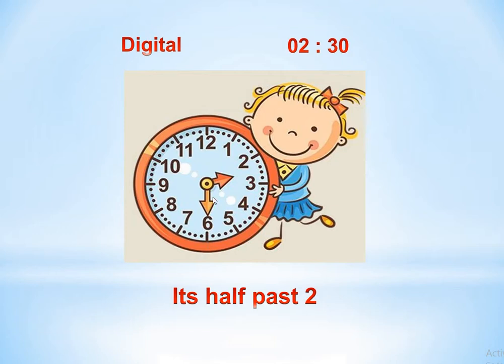Digital. When the longhand stands on number 6, you know that it takes 30 minutes. Or we will calculate from the 12. 5, 10, 15, 20, 25, and 30. The minutes will be 30, and the hours is 2. Here's the minutes, and here's the hours.